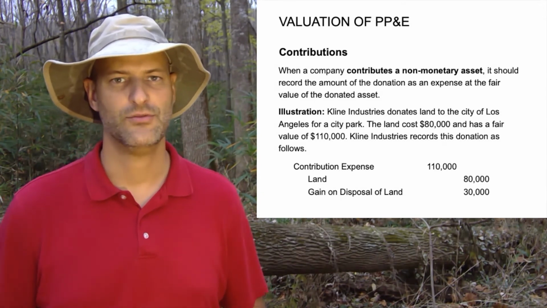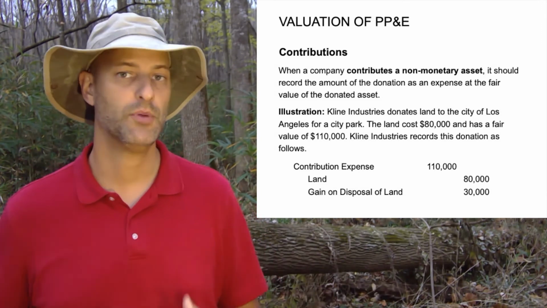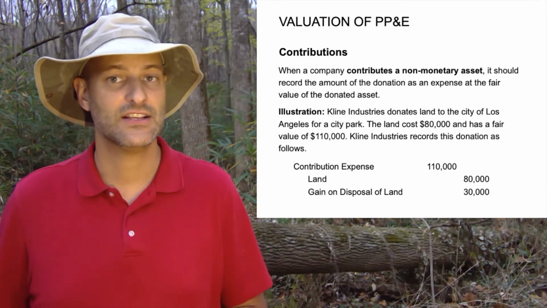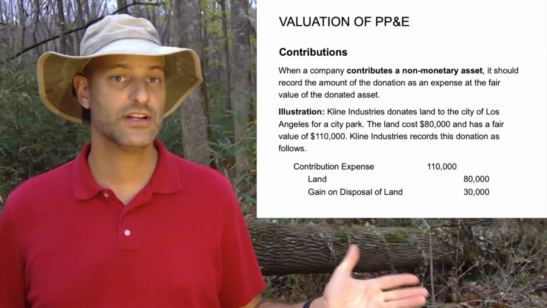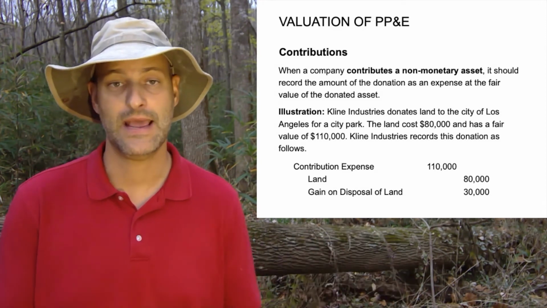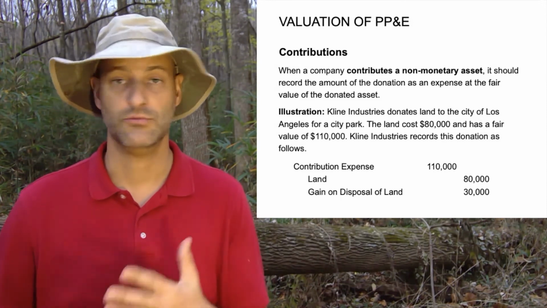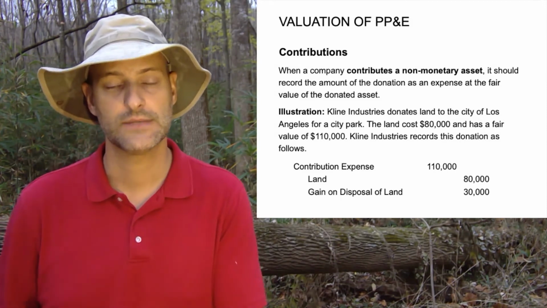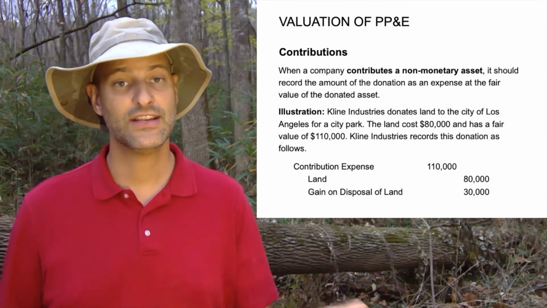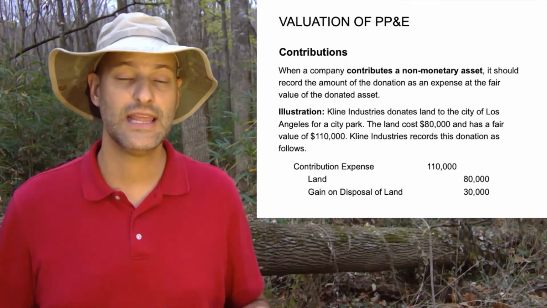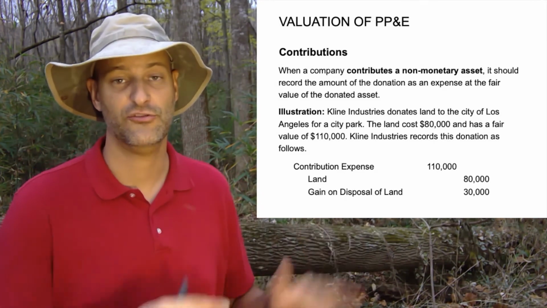So take an example. So we have Klein Industries. They donate land to the city of Los Angeles for a city park. The land has a cost of $80,000, but it's valued at $110,000. So to record the transaction, they actually have a contribution expense of $110,000. The land comes off the books at $80,000 because it was only worth $80,000 on our books, or it was recorded at $80,000 on our books. It was not on our books at $110,000. And the difference actually is a gain on the disposal of the land. It's as if we sold it. However, we just recognize an expense for the full value of the land.